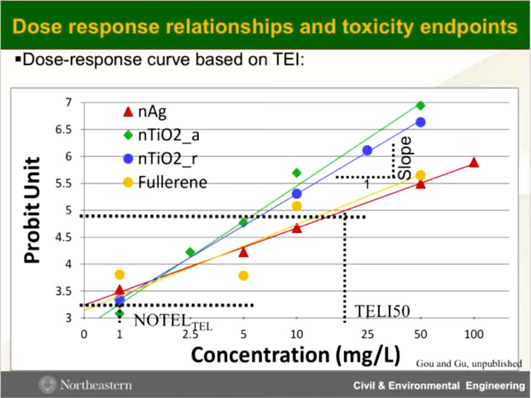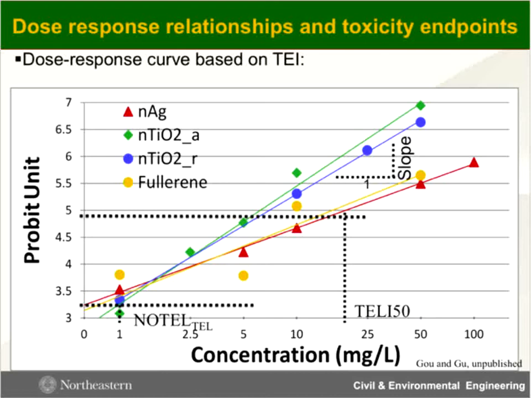For example, slope, as you can tell, depending on different material, the slope is indicative of how fast this causes toxicity with increased concentration. You can measure the lowest threshold number, so-called NOTL, right? You can arbitrarily pick a threshold number. See, this is my lowest detection limit. You can determine NOTL, and you can also determine tally 50, which is very similar to EC50.